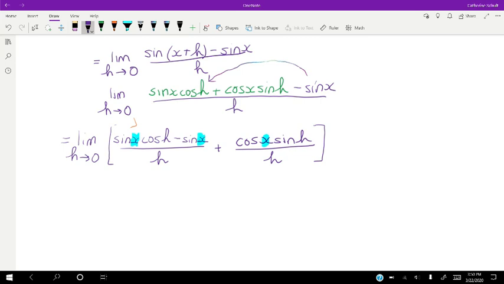So sine of x, we can factor that out and move the sine x to the front. All right, and now it's the limit as h approaches 0. So remember, I factored this out, I took it out. So cosine h minus 1 on the top.